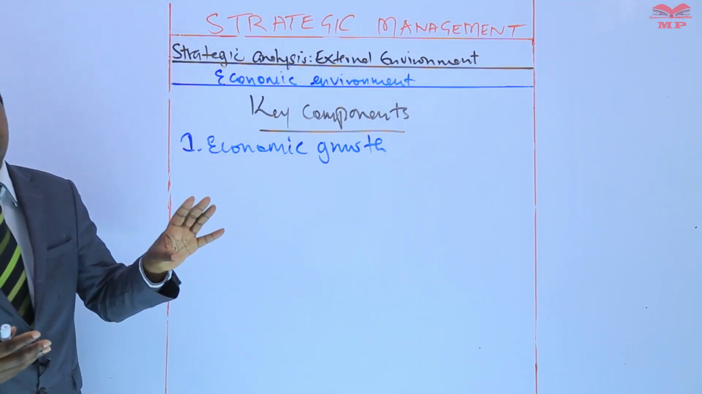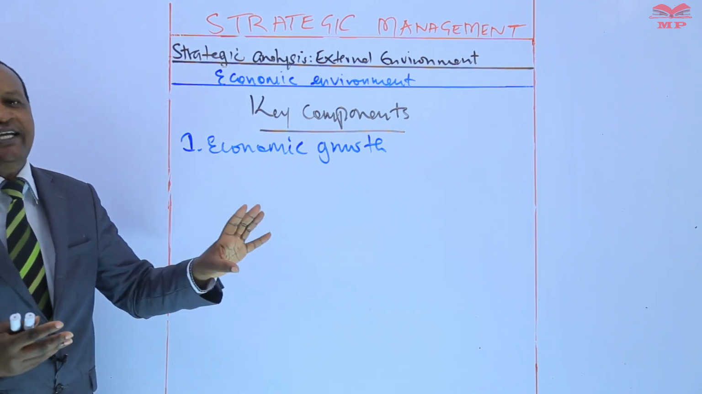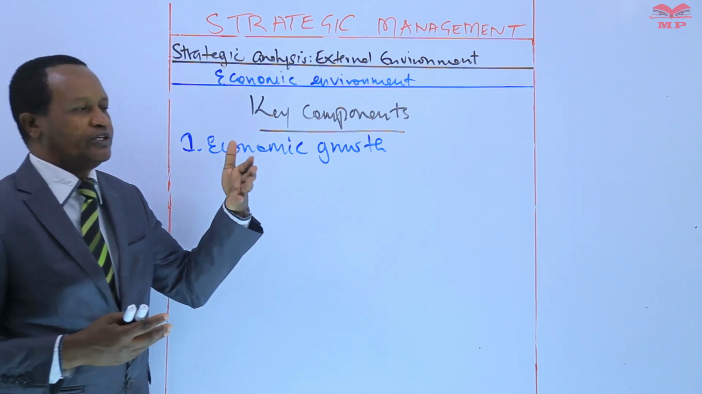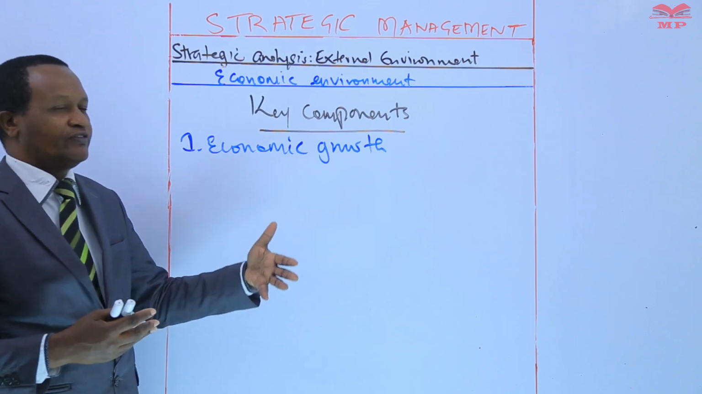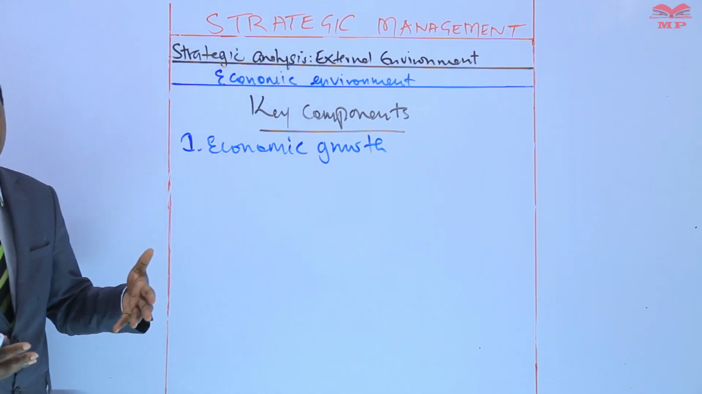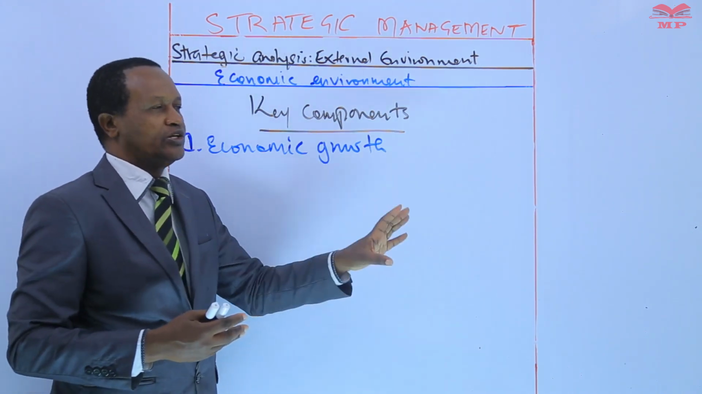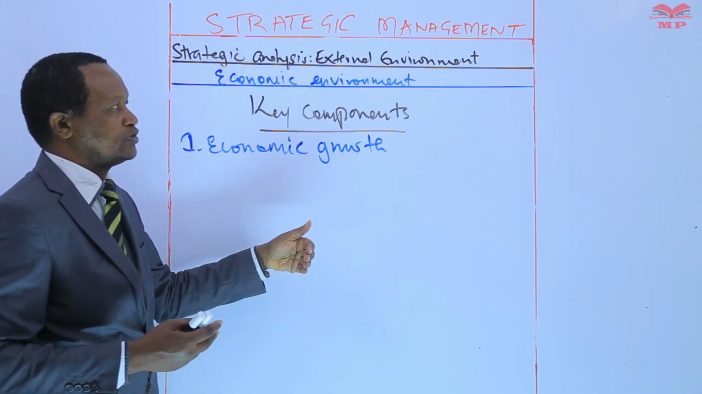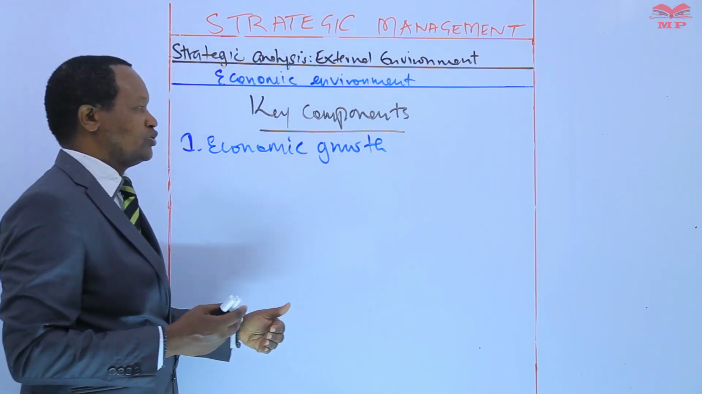Because if the economy is doing well, if the growth rates are high, then there could be opportunities for the business to expand. But if the economy is doing badly, if the economy is experiencing negative growth, then that can signal problems or challenges in the economy, and thereby enable the business that is carrying out strategic management to know the right thing to do during such downturns or challenges.